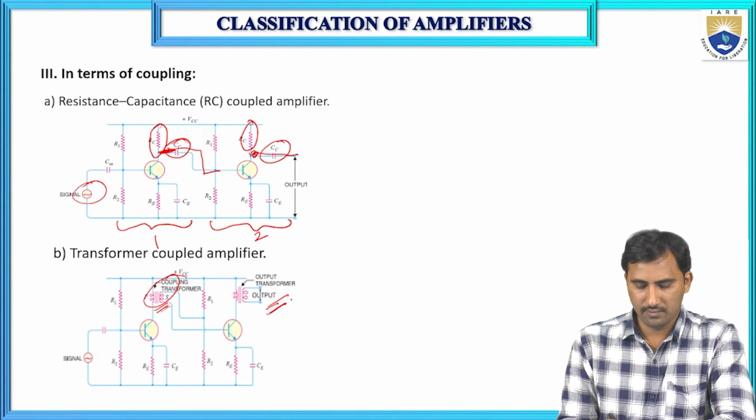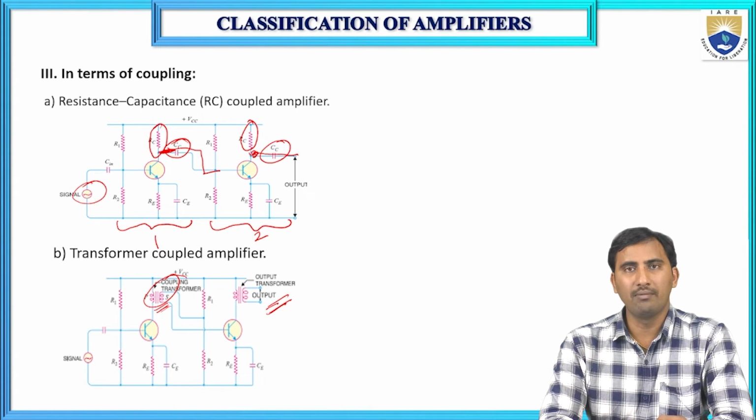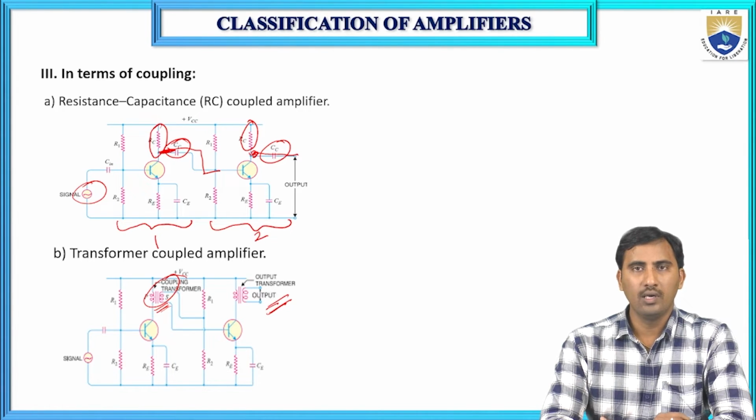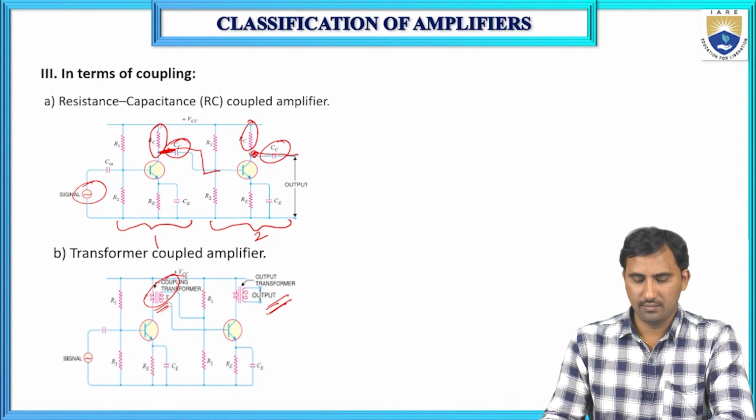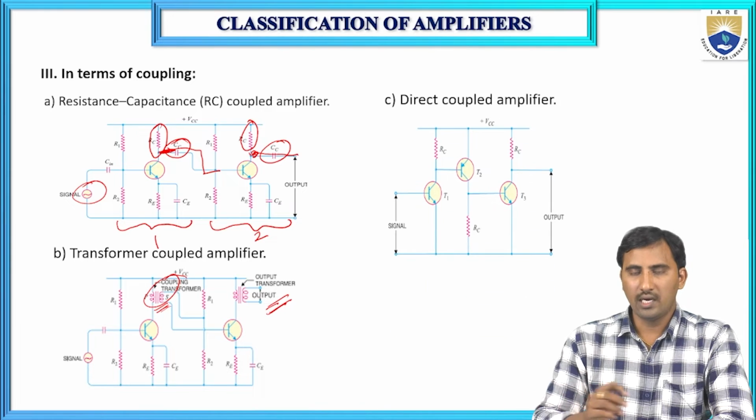So here, the main difference between the RC coupled amplifier and transformer coupled amplifier is that instead of resistor and capacitor, we are using a transformer. And third one, direct coupled amplifier.